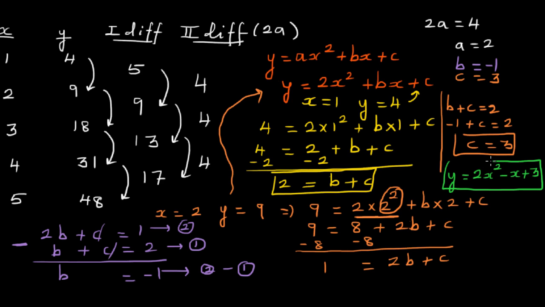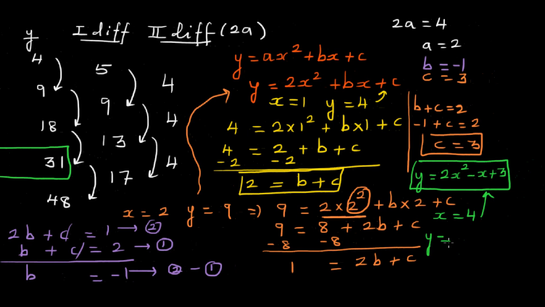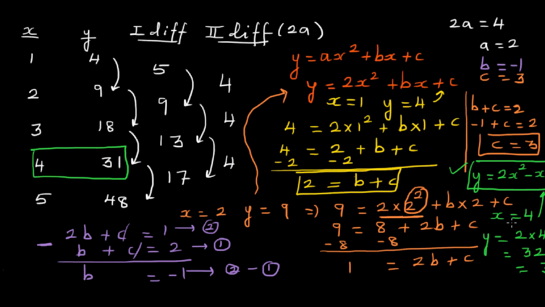It's always good to check your answer by checking one value. When x is 4, y should be 31. Let's put 4 in this equation: y is equal to 2 times 4 squared minus 4 plus 3. This is 16, 2 times 16 is 32, and then minus 4 plus 3 is minus 1. So 32 take away 1 is 31. So this equation is right, and we can be sure that a is 2, b is negative 1, and c is 3.